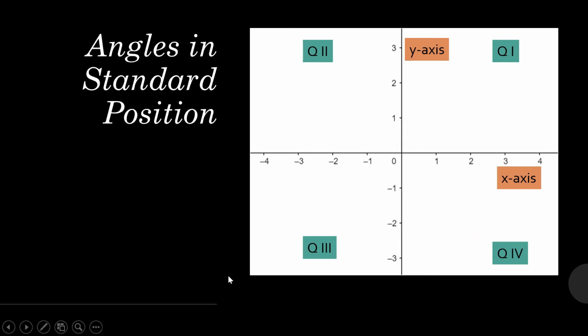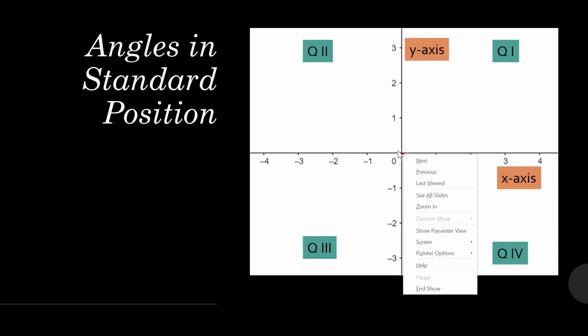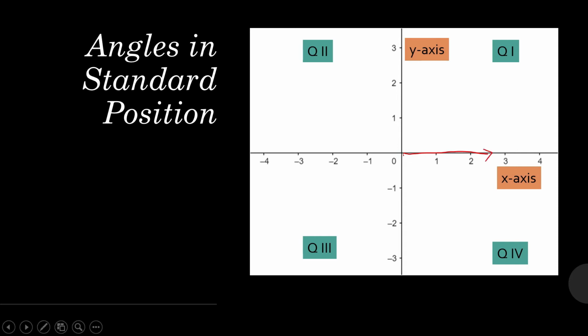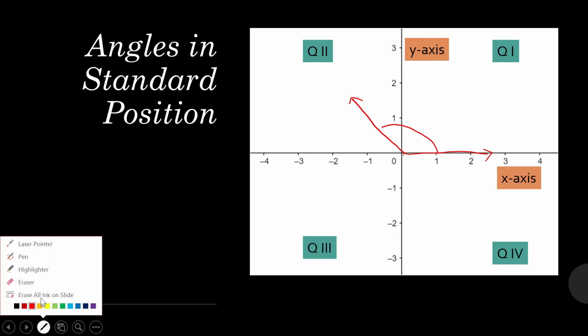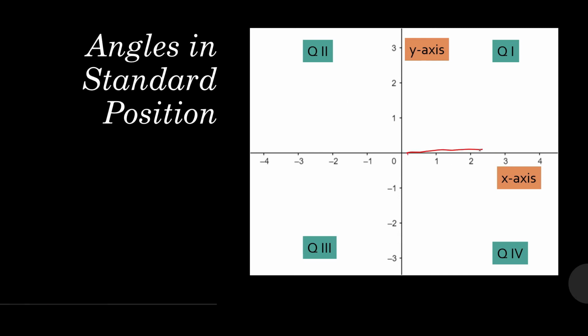So how do we draw our angle in standard position? Well, we begin with our vertex and we draw it right there at the origin. And then we draw our initial side along the positive side of the x-axis, and then we rotate it to produce the terminal side of the angle. We can rotate the angle counterclockwise, or we can also rotate our angle clockwise.